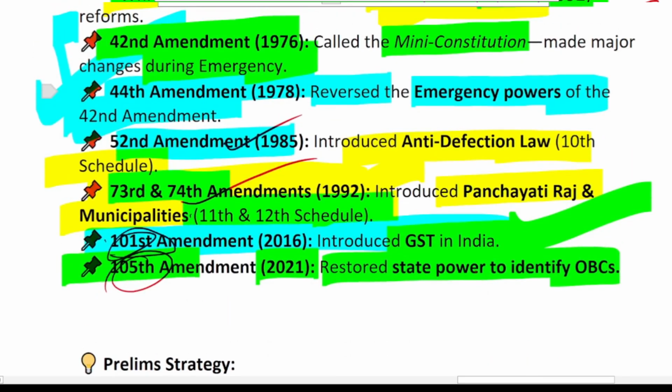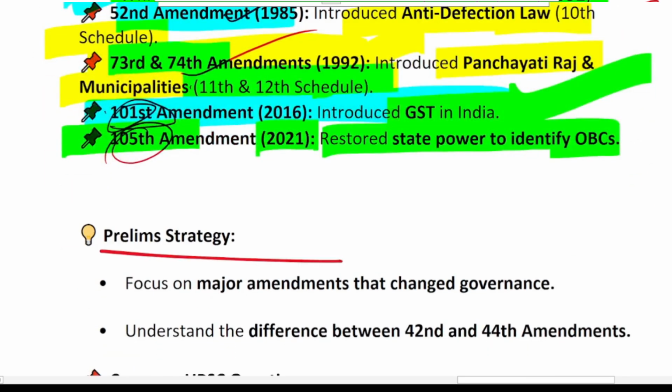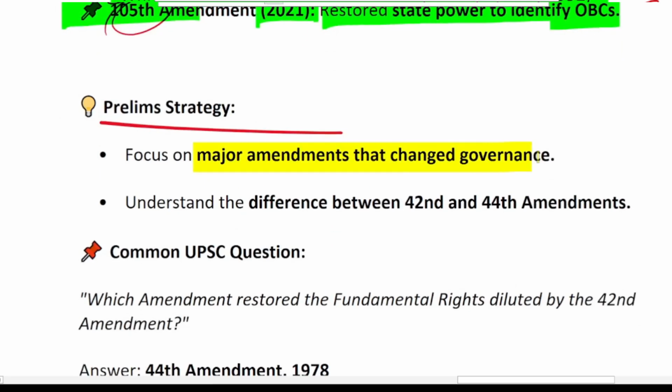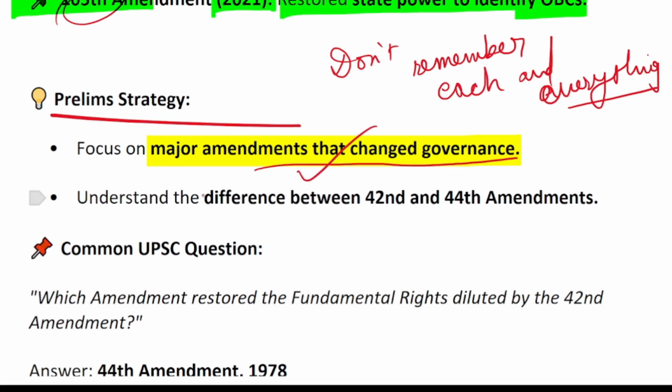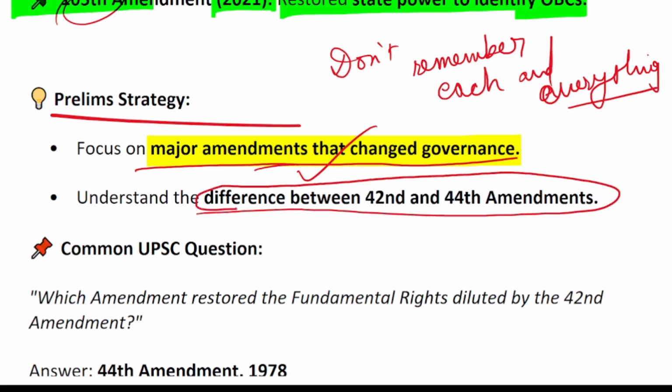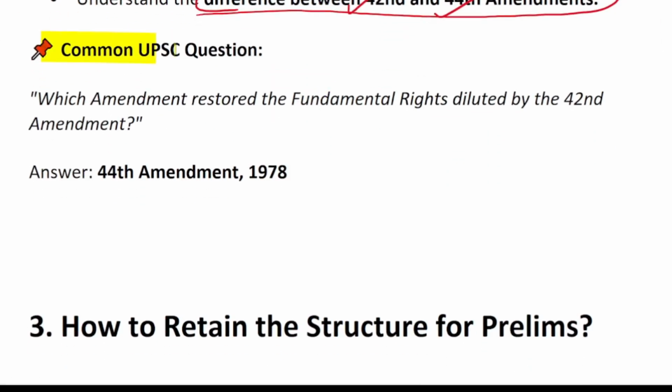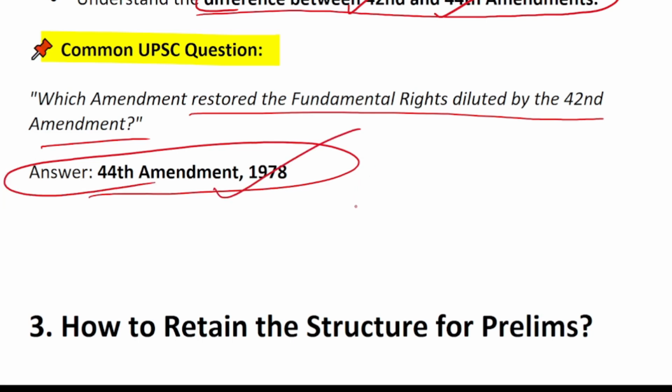What should be your strategy for prelims? Focus on major amendments that changed governance. Don't remember each and every amendment. You will be going through a futile exercise if you do so. What you are supposed to remember is, your focus should be on major amendments that change the structure of the governance, or at least that brought about change in governance. Understand the difference, as I told you earlier, between the 42nd and 44th amendments. There can be a common UPSC question, very generally asked: which amendment restored the fundamental rights diluted by the 42nd Amendment? You need to remember it's the 44th Amendment, 1978.